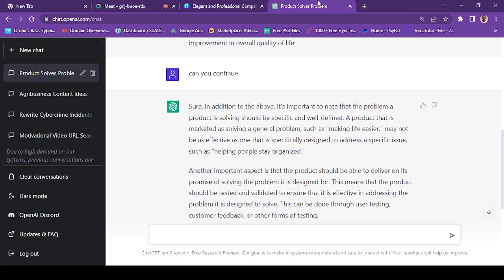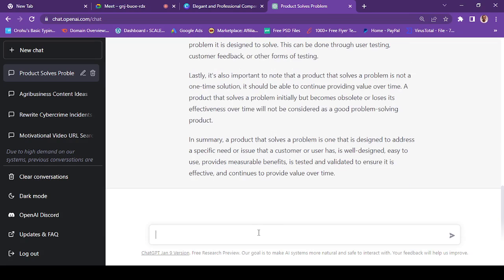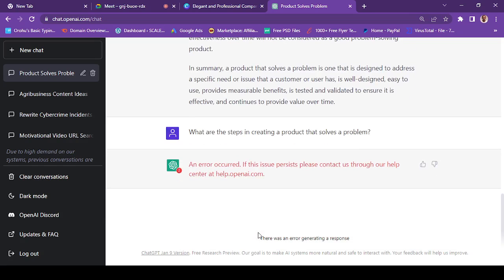Now let me still go ahead and ask the same AI another question: what are the steps in creating a product that solves a problem? Okay, I think I'll have to retype it.